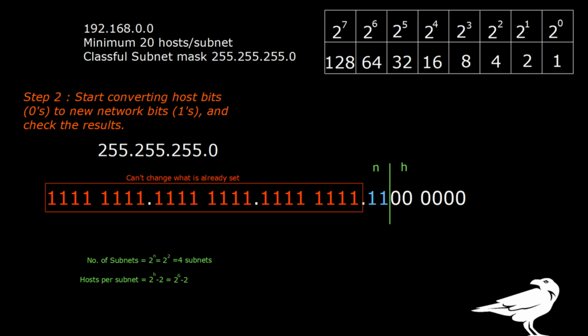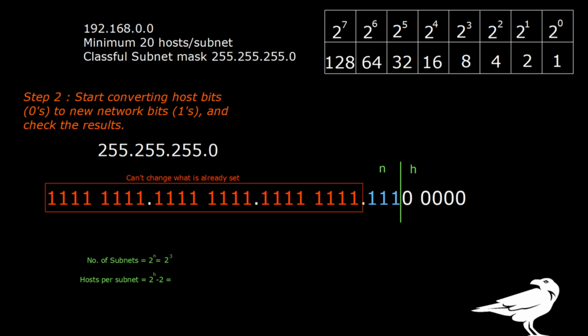So 2 to the 6 is 64, minus 2 gives me 62 hosts per subnet. We're a lot closer than previously, but I think we could still get a lot closer. So let's try a third conversion. So now I've got 3 new network bits, and I've only got 5 host bits left behind.